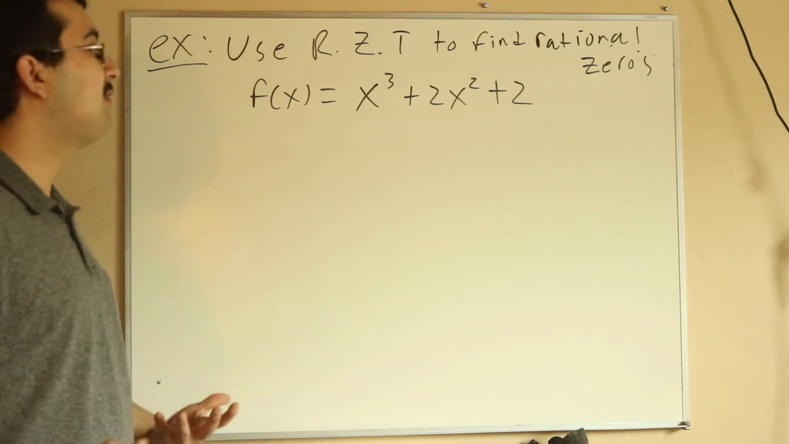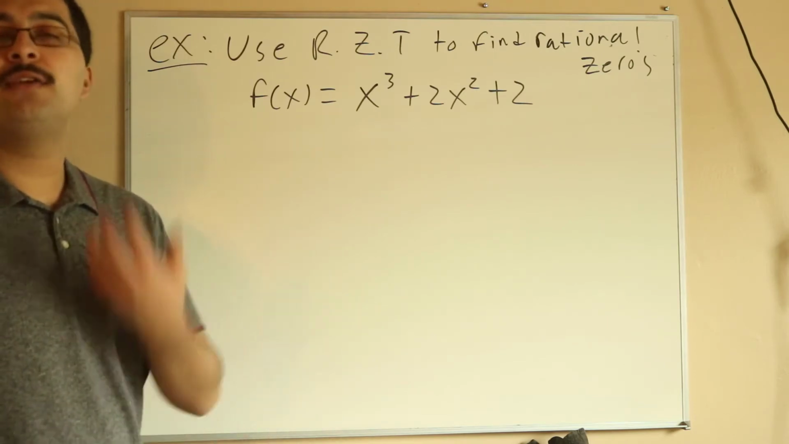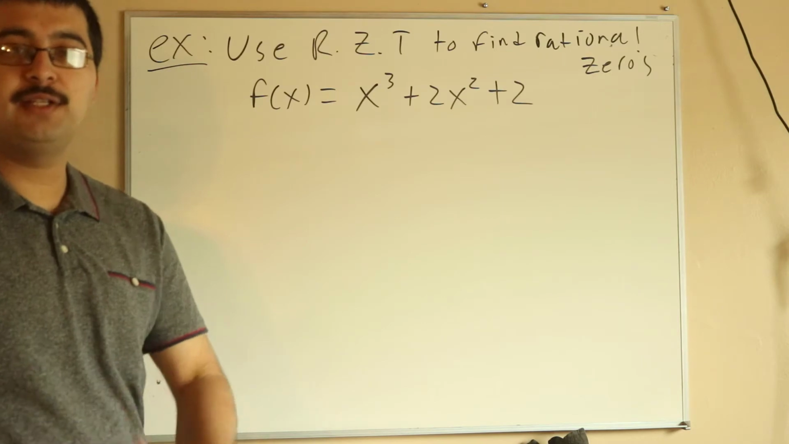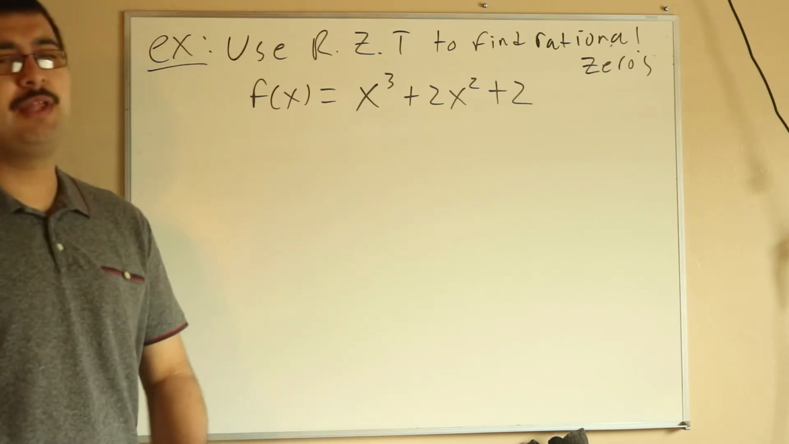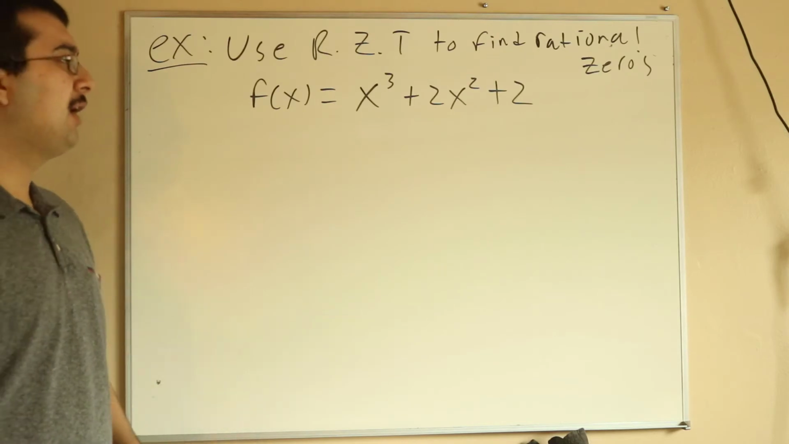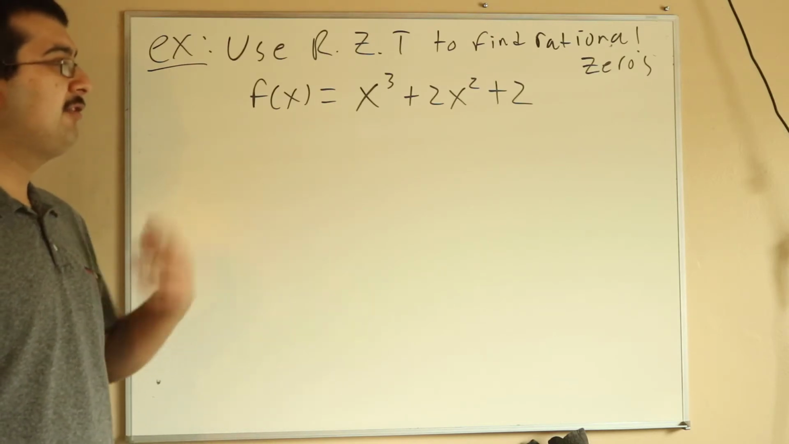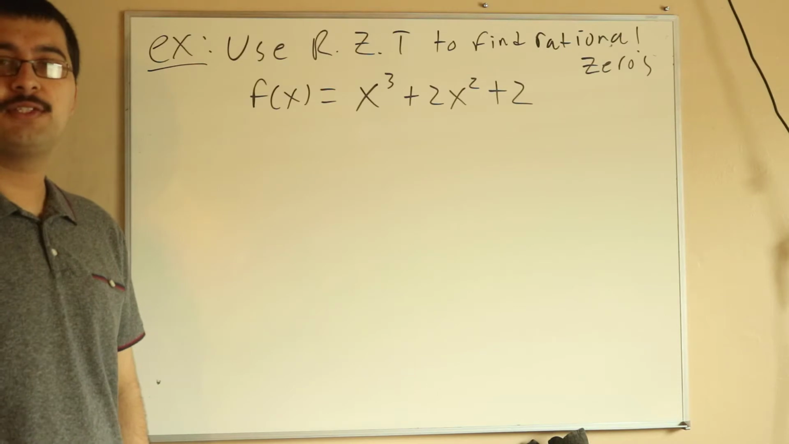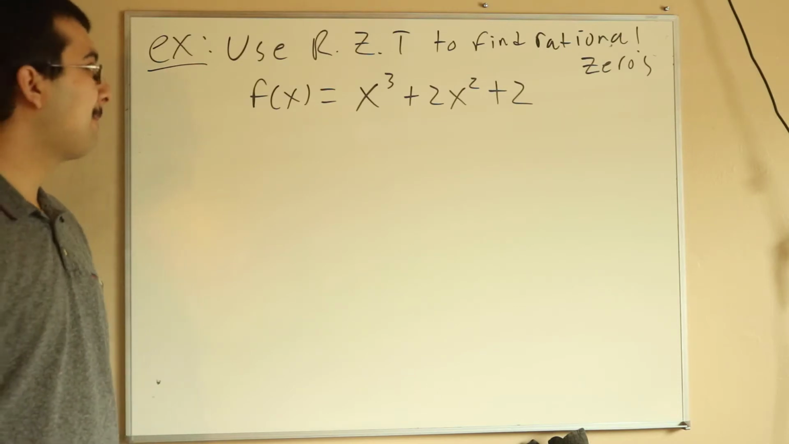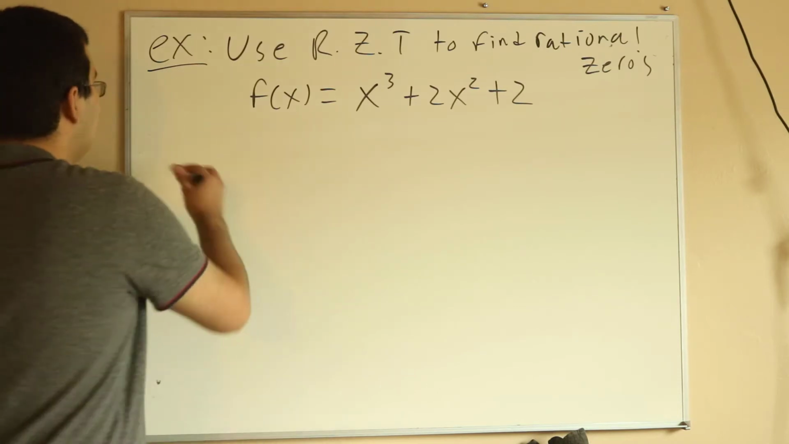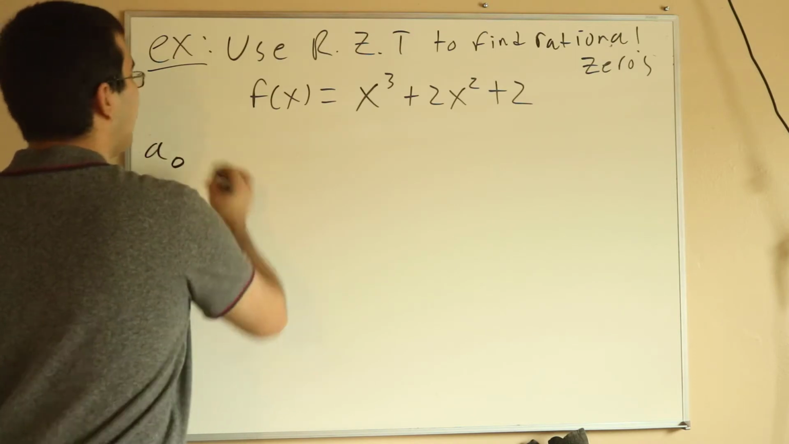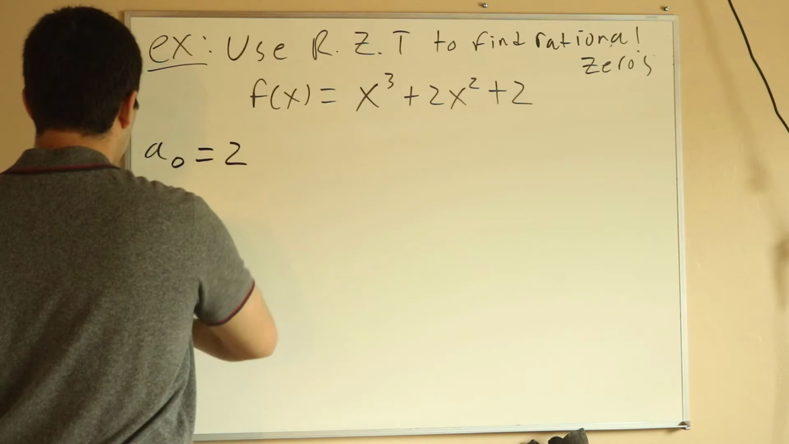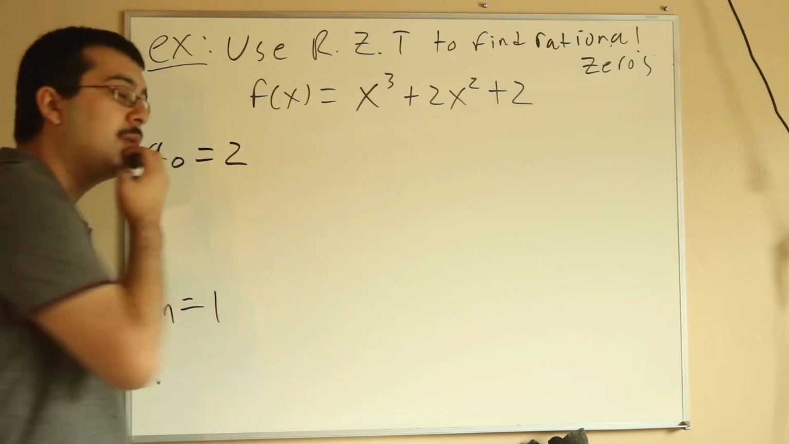Well, that's the factors of a naught over the factors of a n. So let's make sure we identify correctly what our a naught and our a n are. At this point we should be able to do that with little difficulty. So give yourself a second, see if you can identify what a naught and a n are. Go ahead and do so now. Alright, so hopefully we're able to see without much difficulty that a naught is 2 and a n is 1.